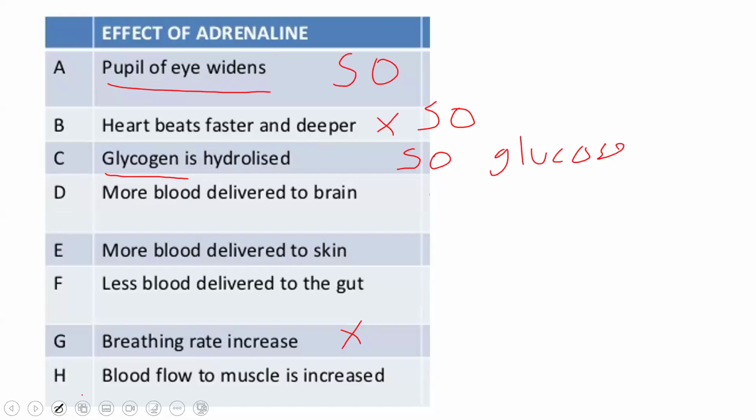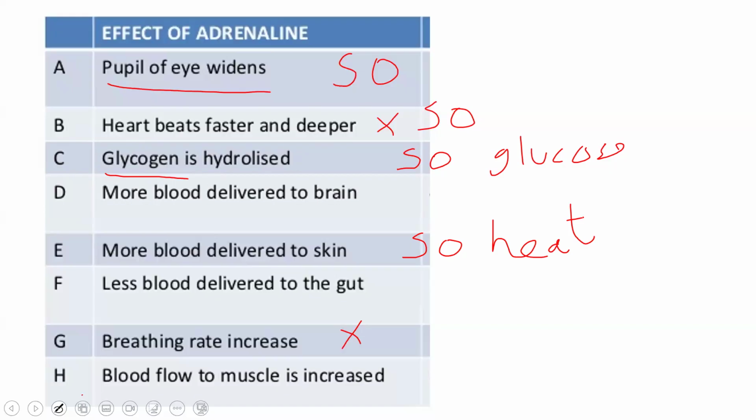D, more blood delivered to the brain, so you become more aware. If you think about it, when you get scared, you do become more alert. E, more blood delivered to the skin, so you can lose heat. F, less blood delivered to the gut. A tiger's about to eat you. Do you really need your intestine doing its job?